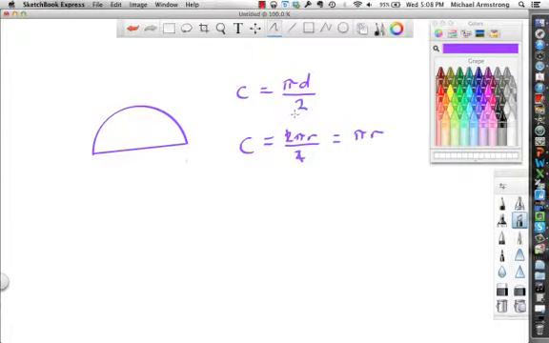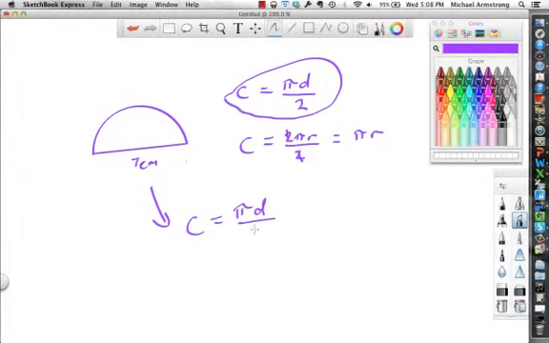Alright, so if we do this really quick with a half circle, and we say that this half circle is 7 centimeters, then we're going to use this one, because this uses a diameter. This is a diameter right here. If we used a radius, then we'd have to do something else. This one is the diameter. So we say C equals pi times d over 2.